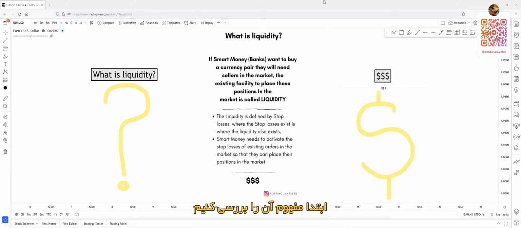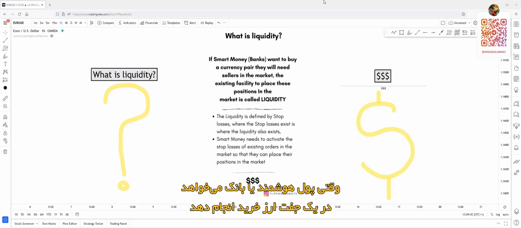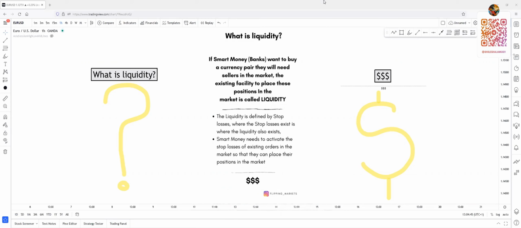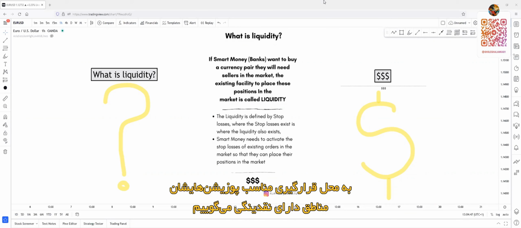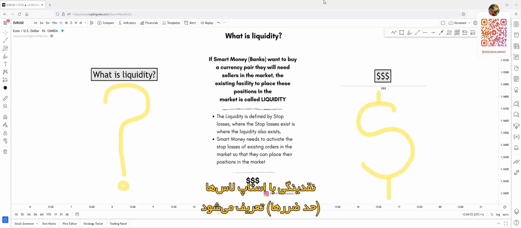Okay, let's see the definition first. If smart money or banks want to buy a currency pair, they will need sellers in the market. The existing facility to place these positions in the market is called liquidity. Liquidity is defined by stop losses. Where the stop losses exist is where the liquidity also exists.